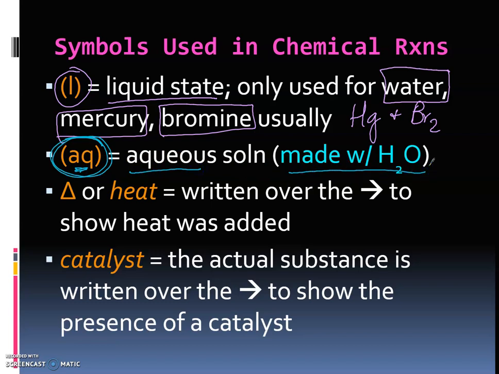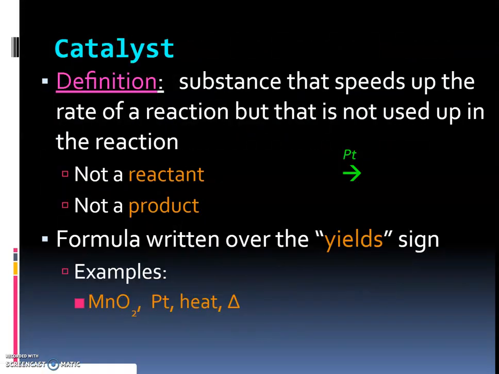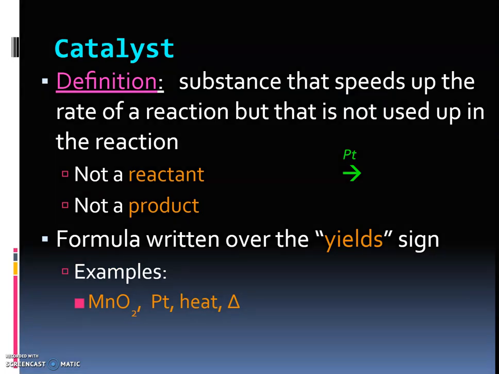It's dissolved in water. You might see this little triangle symbol or the word heat written over the yield sign. So it'll look like this or it'll look like this. And that means that you have to heat up the reaction in order for it to happen. Okay, that heat is acting as a catalyst. And a catalyst, you might remember from biology class, is the substance that will speed up the rate of the reaction, but it's not used up.